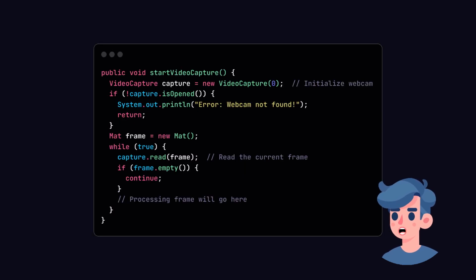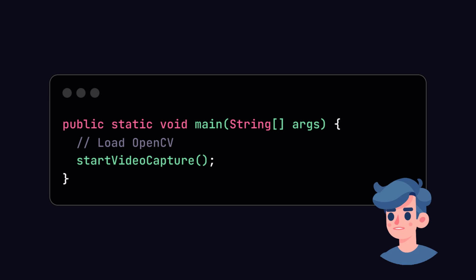Now that we have OpenCV initialized, we can start processing video input to detect faces in a crowd. First, let's set up a method to capture video from a webcam. This method will utilize the VideoCapture class from OpenCV. Let's integrate this method into our main workflow. We should call the startVideoCapture method inside the main method right after initializing OpenCV.